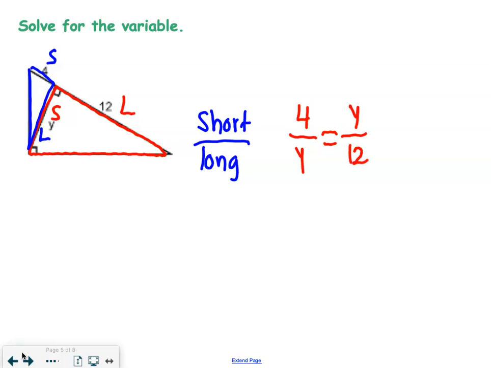A way to always check yourself is you will always end up taking the same thing times itself if you set it up correctly. So if I cross multiply here, do you guys see how I'm going to get Y times Y? That's an easy way to check to see that you're doing it right.